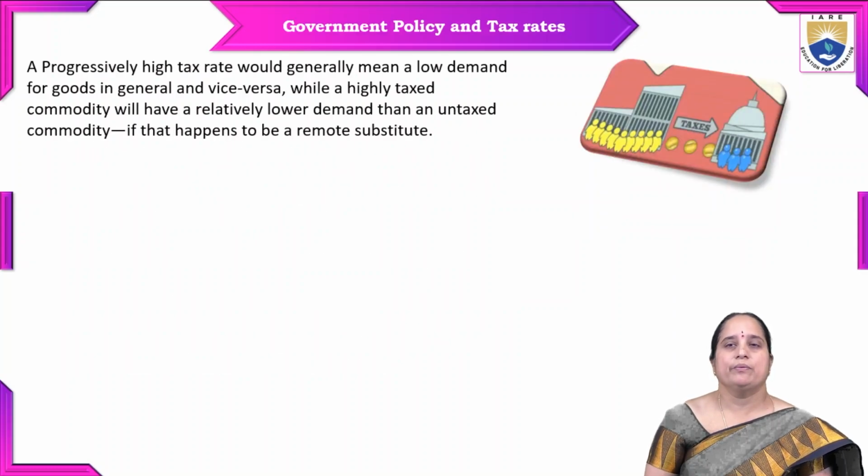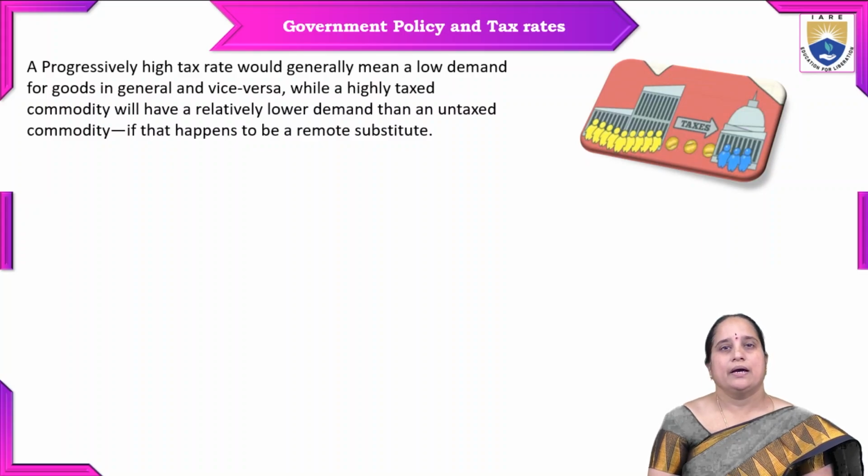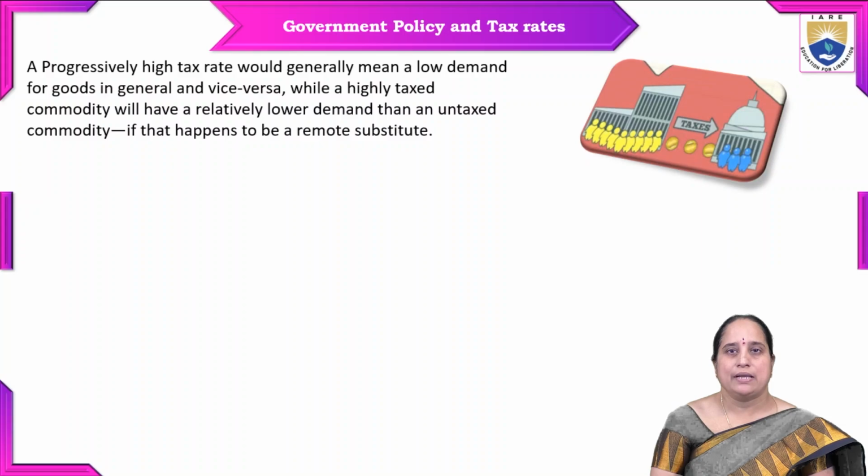Then comes government policy and tax rates. A progressively high tax rate would generally mean a low demand for goods in general, and low tax rates generally mean a high demand for goods and services, while a highly taxed commodity will have a relatively lower demand than the untaxed commodity if that happens to be a remote substitute.